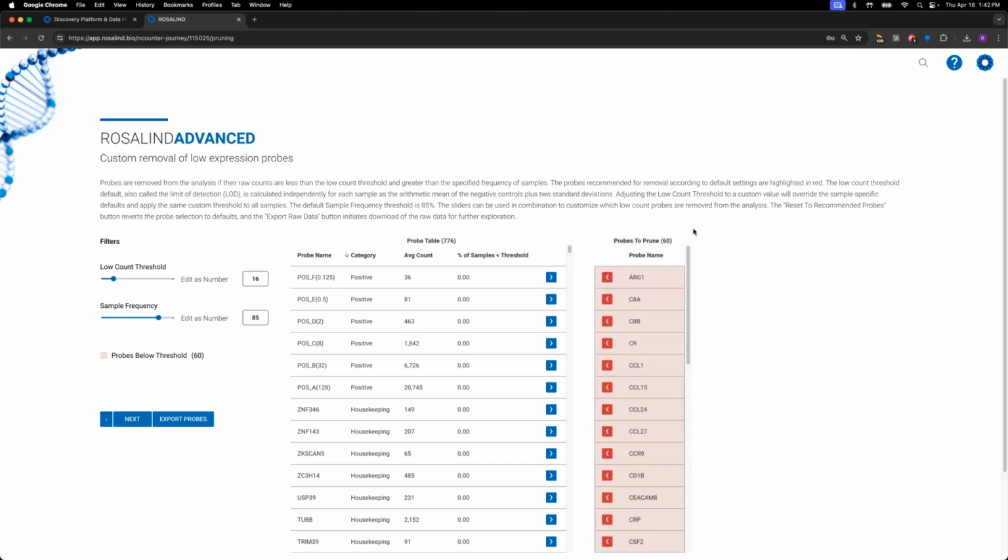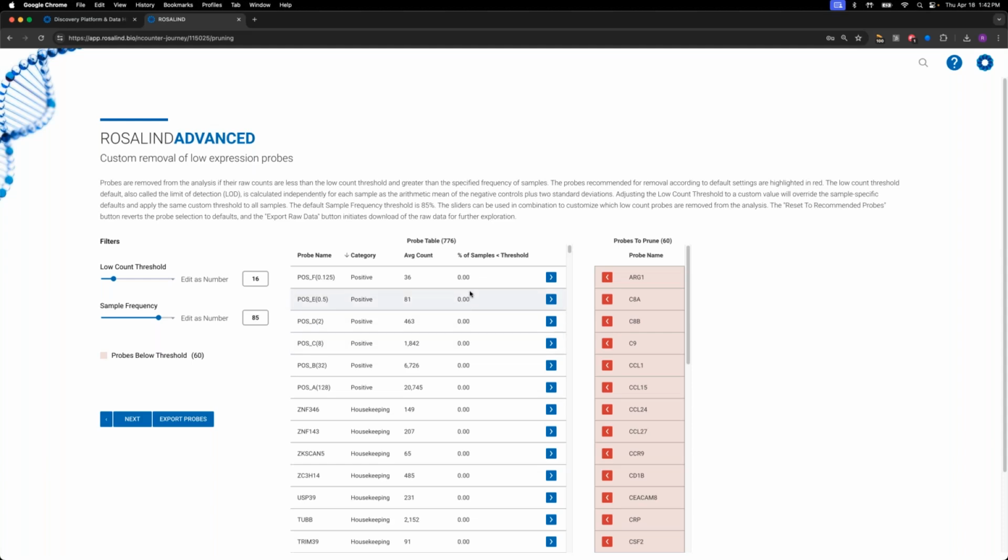I want to talk about strategies for how to use this page, but that's the general layout. If this is intimidating to you, and you're not comfortable changing the thresholds, you don't have to. In most cases, the defaults are going to be really good to use. You don't have to change the threshold or the frequency. But I would encourage you to further explore the data in the middle.